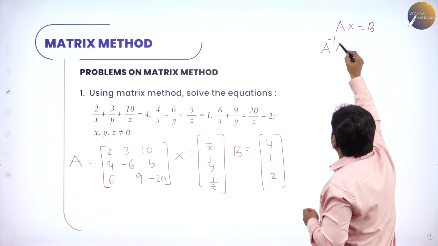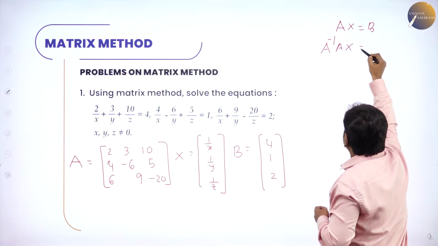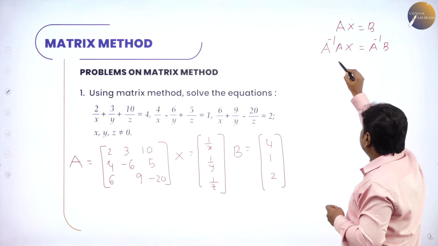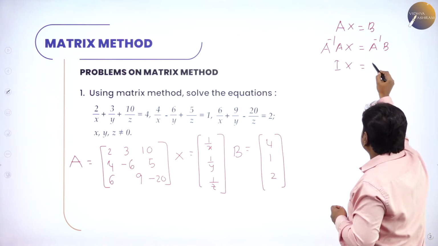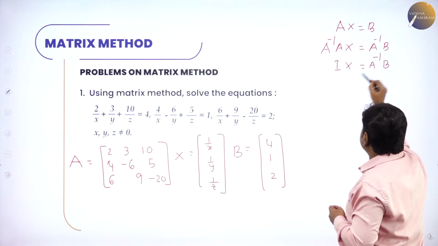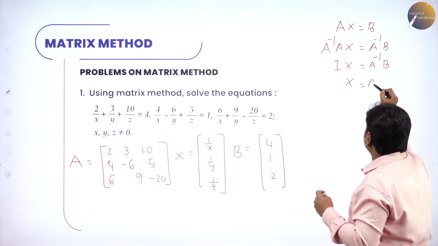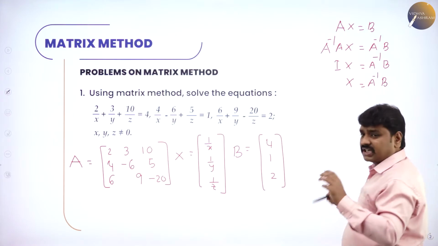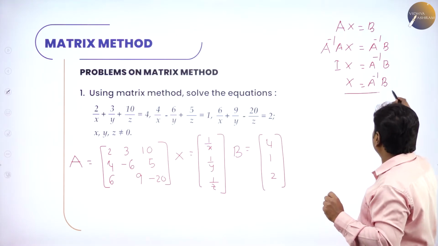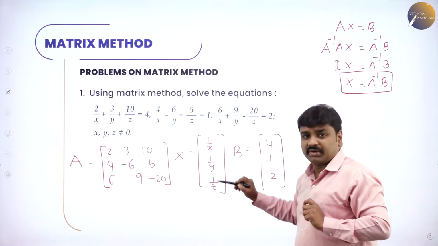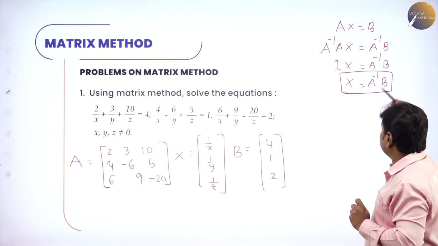When you multiply A inverse on both sides, A inverse into AX is equal to A inverse into B. All of you know A inverse into A is what? Identity. Into X is A inverse into B. So what is X? I into X. I means 1. 1 into X is X itself. A inverse B. So there is no need to derive this every time. If you take it directly, they will give marks. Means if you want X, the variable matrix, the formula is A inverse into B.